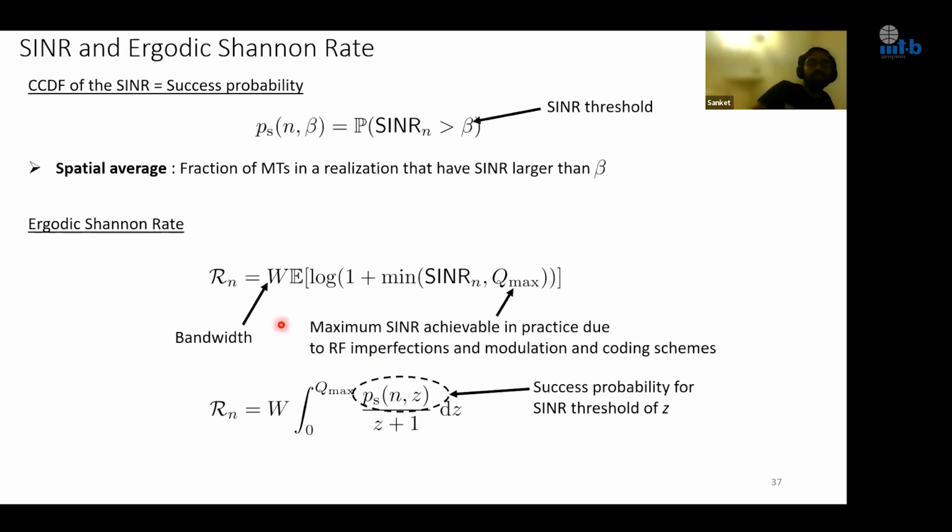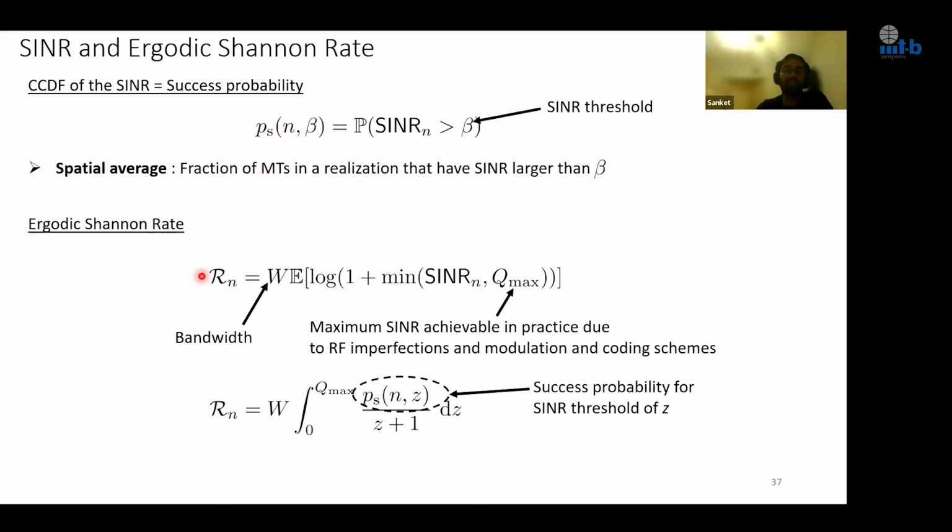Now essentially this SINR is crucial to compute different performance metrics. One is the success probability, which is nothing but the complement of the outage probability. This is the probability that SINR is greater than some threshold. So 1 minus success probability is nothing but the outage probability. And how it is calculated in stochastic geometry is essentially a spatial average, meaning the fraction of mobile terminals in a realization that have SINR larger than beta. You generate a realization, you have multiple users, and you see what fraction of the users have SINR greater than beta. That gives us the success probability.